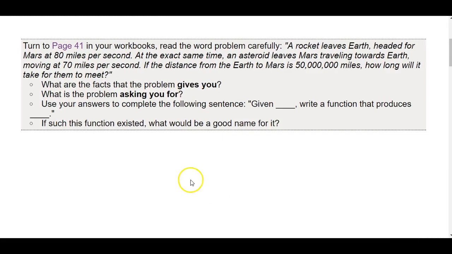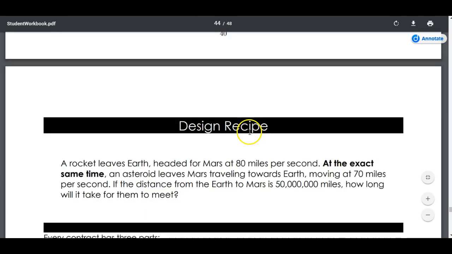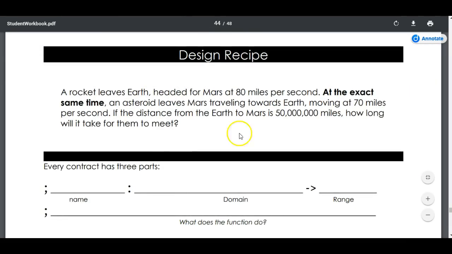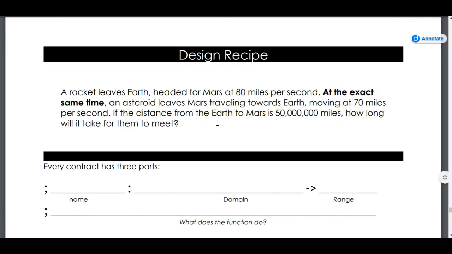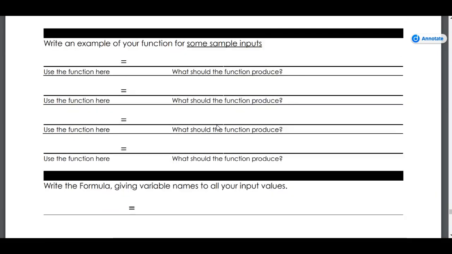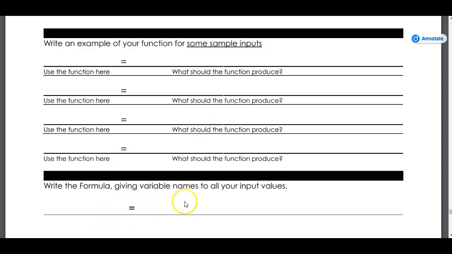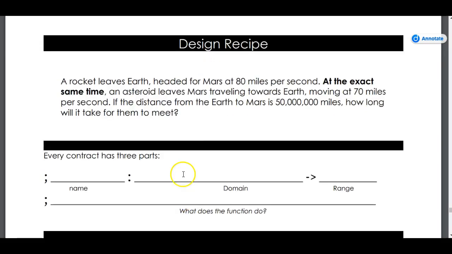So there you go. Page 41 in your workbook. You can work on this one here. Is this 41? Yeah, right here. Rocket leaves Earth, headed for Mars, 80 miles per second, at the exact same time. Asteroid leaves Mars towards Earth, 70 miles per second. Distance from Earth to Mars, 50 million miles. How long will it take for them to meet? So work that through using the design recipe, but in algebra. And then you can solve this problem.